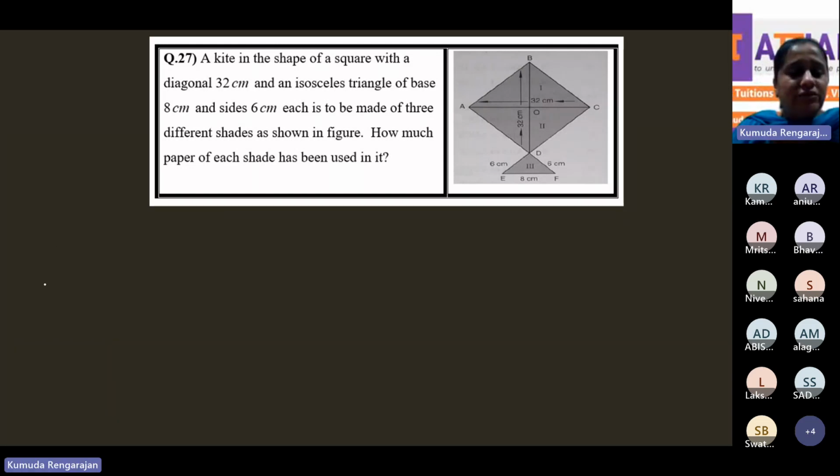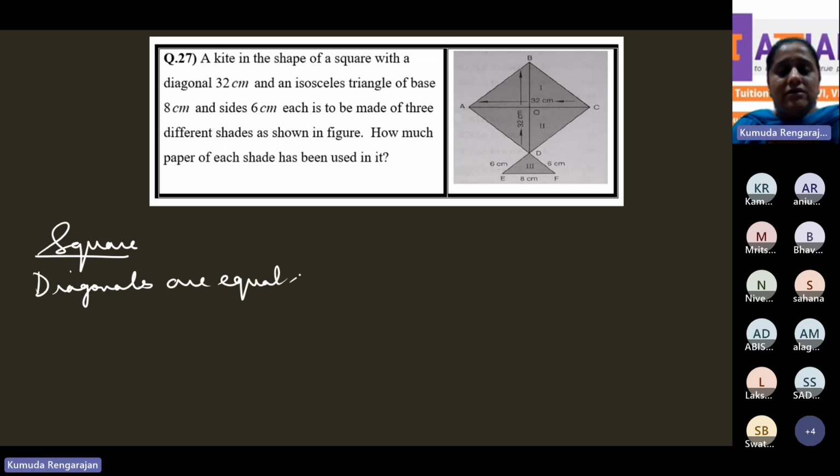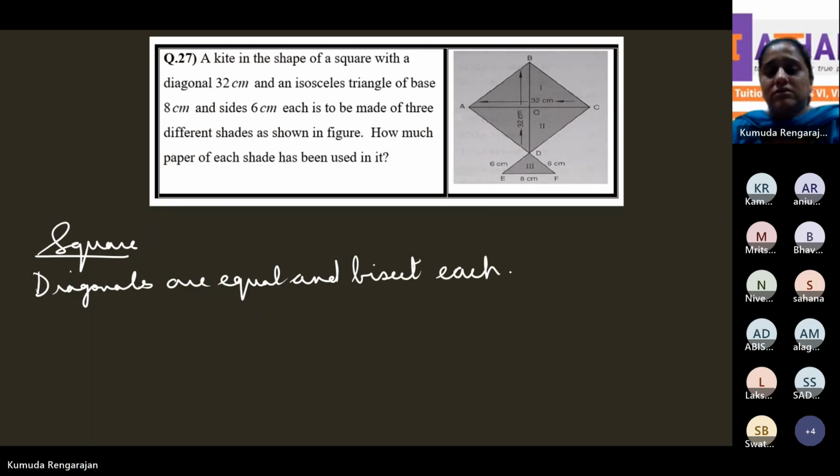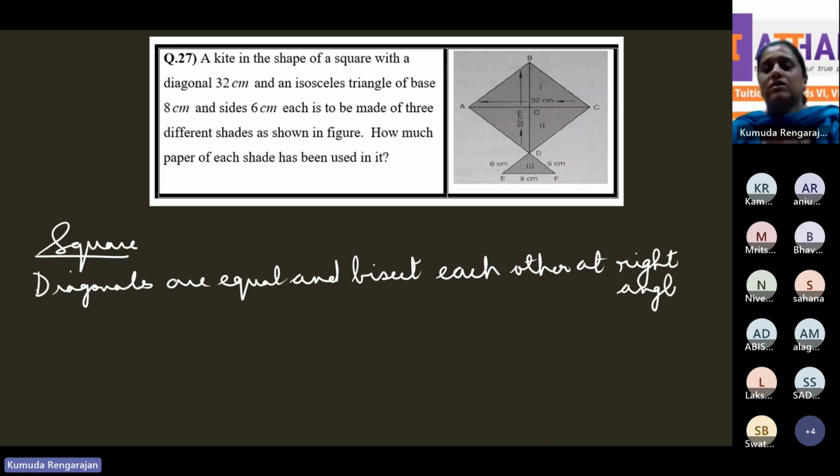Now, these are the properties of a square. The diagonals are equal and they bisect each other at right angles. That means they cut one another equally, and they bisect each other at right angles.